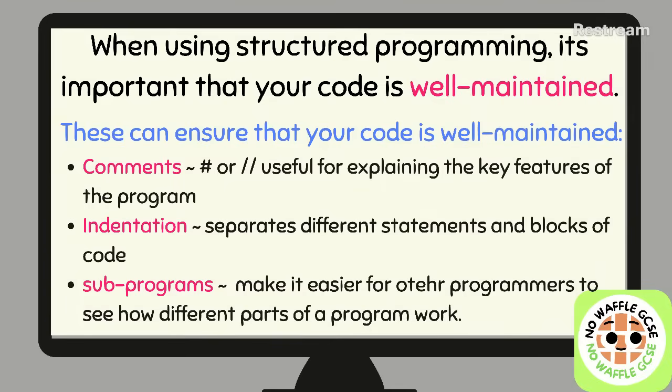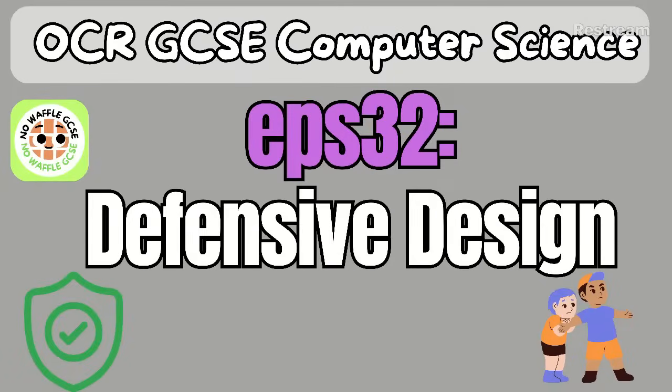Indentation separates different statements and blocks of code. Subprograms make it easier for other programmers to see how different parts of your program work, and also so that they can maybe edit it in the future. Okay, moving on.